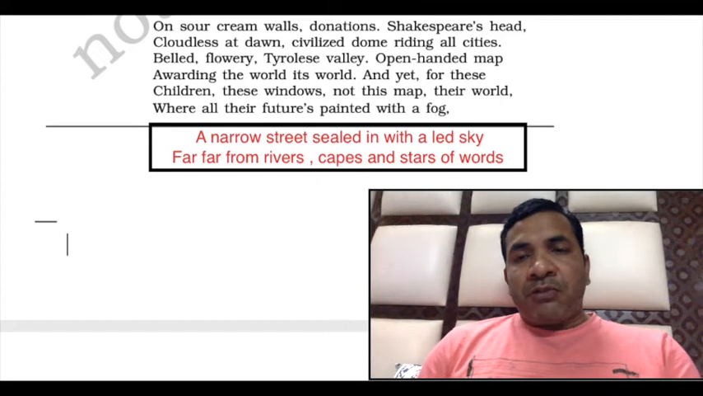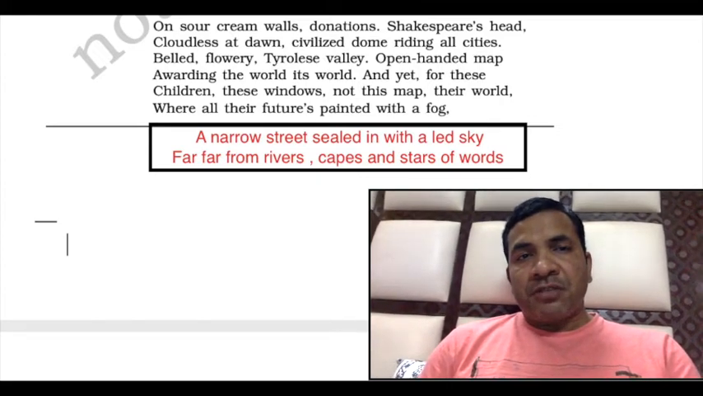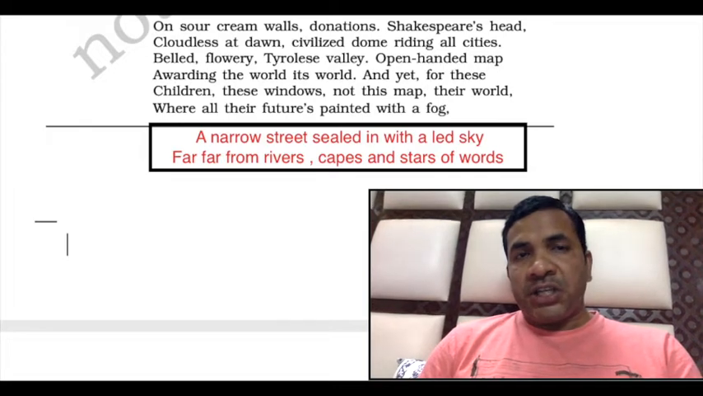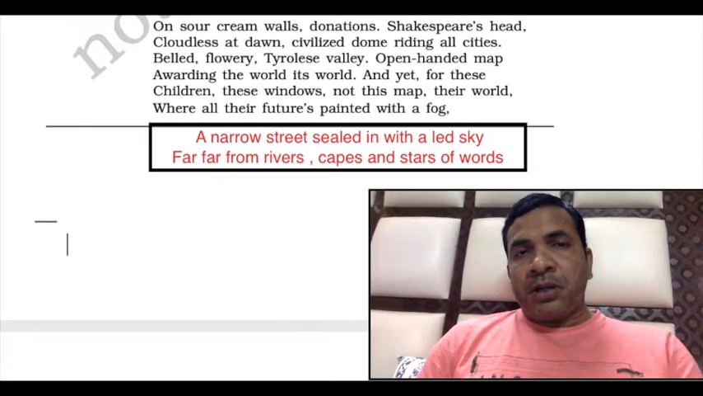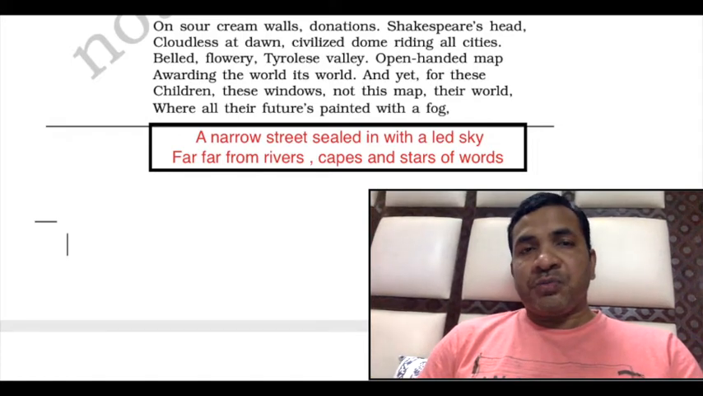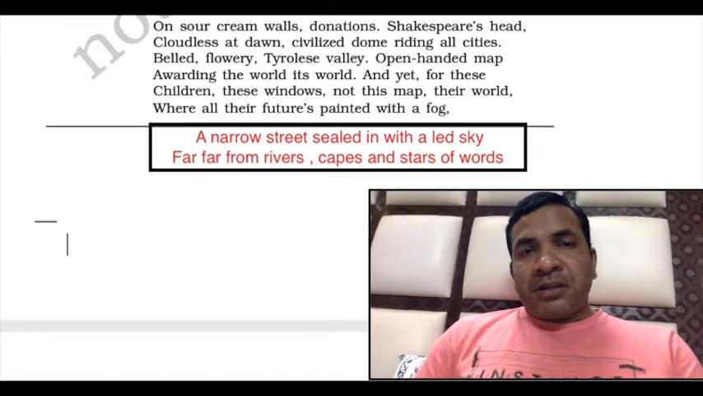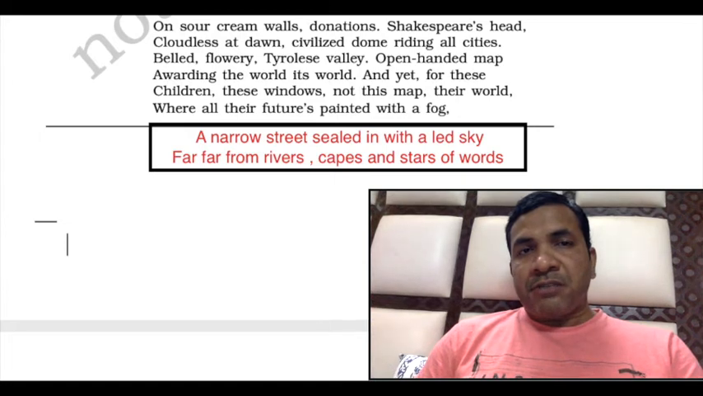So children, I would like to provide you with the line-by-line explanation of this stanza, what you have been told here. On the sour cream walls, donations. So children, what you have been told here, that these children have also done a lot in order to beautify their classrooms. They have made certain donations to beautify the walls of their classrooms. They have made certain contributions to beautify the walls of their classrooms, and those contributions have been referred to here as donations.